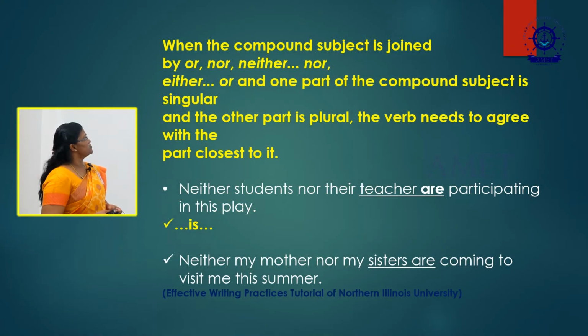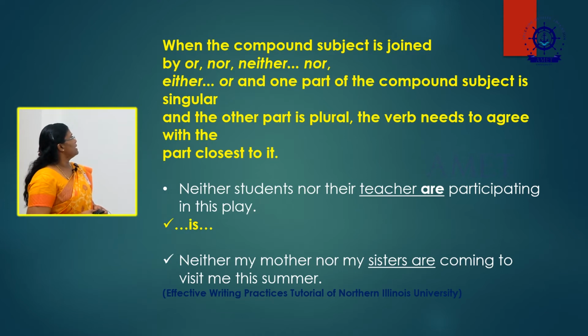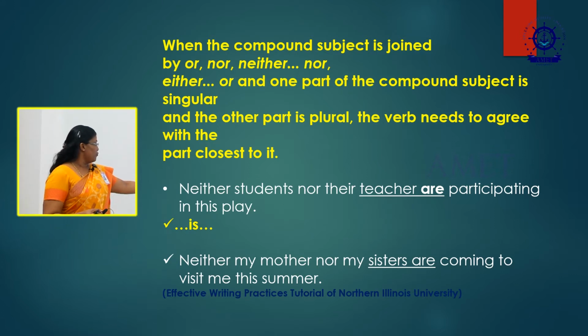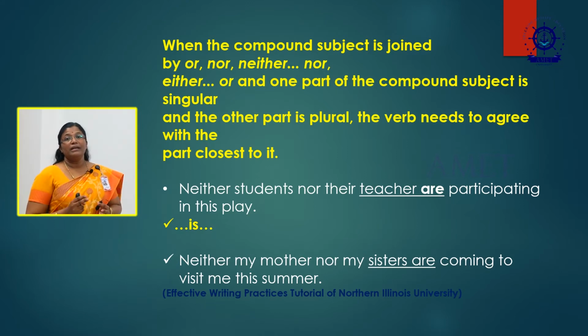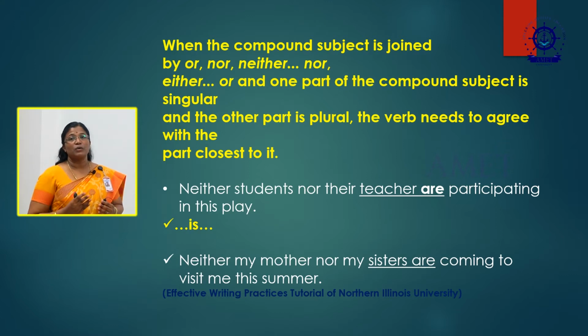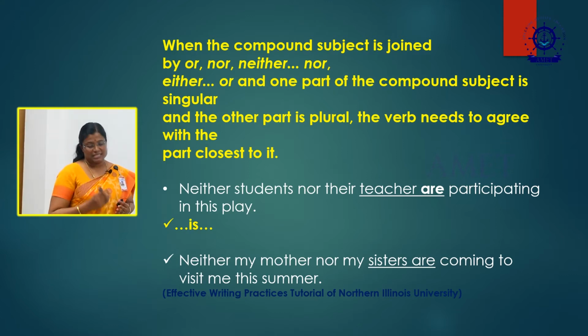When the compound subject is joined by or, nor, neither nor, either or, and one part of the compound subject is singular and the other part is plural, the verb needs to agree with the part closest to it. In the previous examples, the man, wife, money, power, it was a singular unit. But when the two subjects vary, that is, one subject is singular and the other is plural, the verb should agree with the nearest or the closest subject.